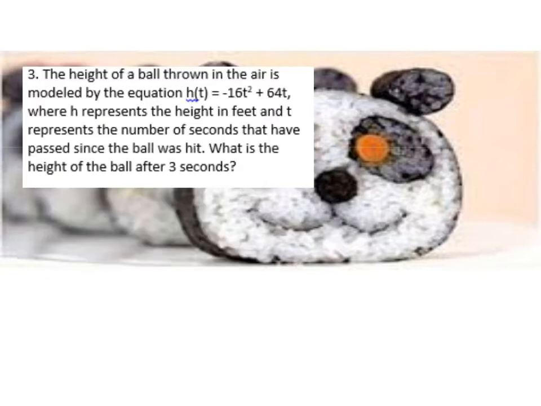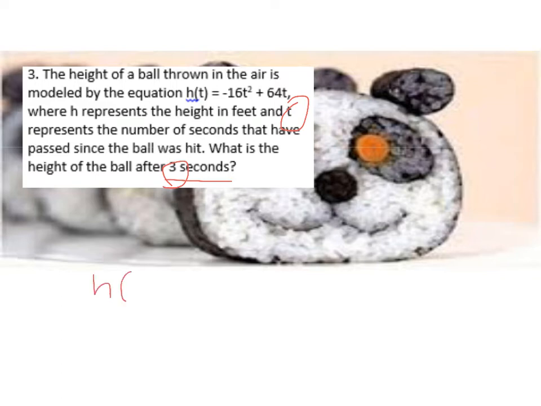The height of a ball thrown in the air is modeled by the equation h of t is equal to negative 16t squared plus 64t, where h represents the height in feet and t represents number of seconds the ball passed since the ball was hit. What is the height of the ball after 3 seconds? Okay, there's a hint here. It says 3 seconds. Seconds is a measure of time, so time is going to represent t. So what that must mean is we're going to have to replace t with 3.